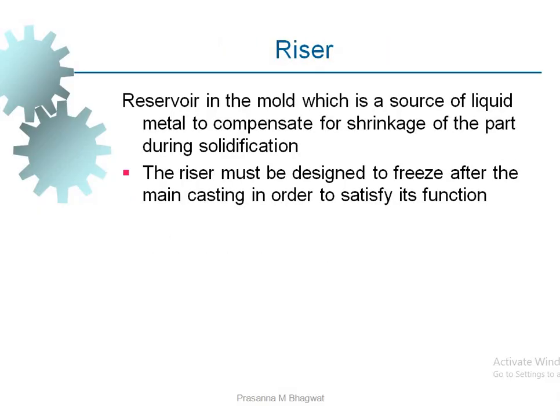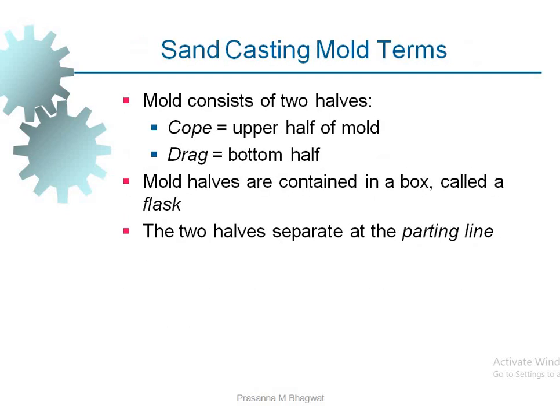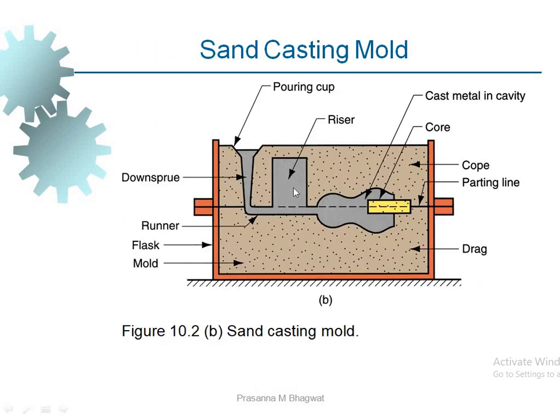And the riser is the reservoir of the mold, the source of liquid metal to compensate for shrinkage of the part during solidification. What is the meaning of riser? This is a riser. This is the last part to solidify. Once the metal enters this cavity, in the very thin sections the metal gets solidified quickly. But the casting is not of the same dimension. Somewhere it is thick, somewhere it is thin. The thin part gets solidified first and the thick parts get solidified later.